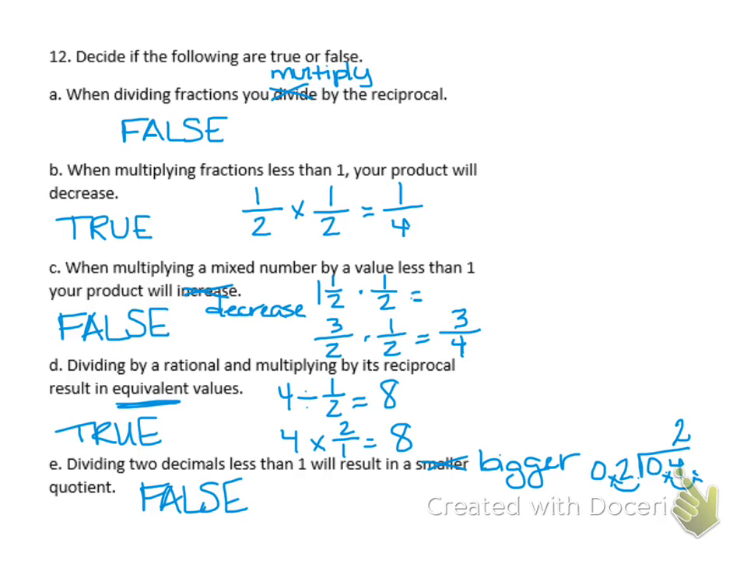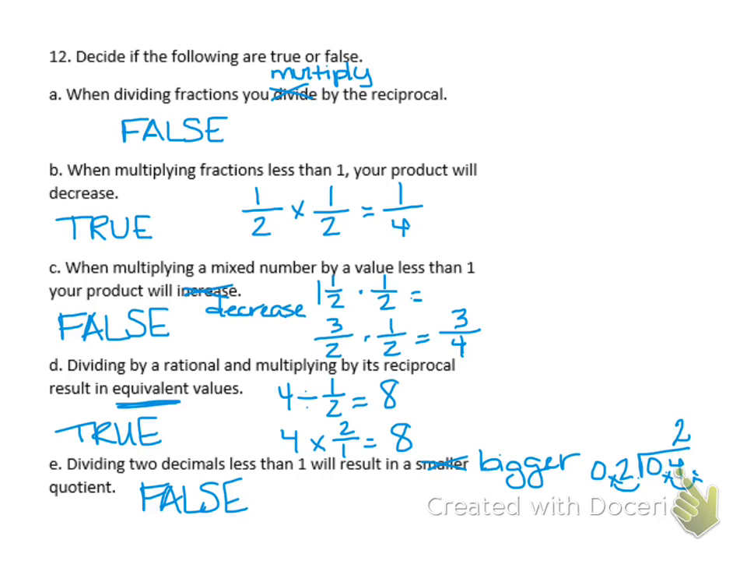C says, when multiplying a mixed number by a value less than 1, your product will increase. That is false. I tested this one out also. I did 1 1/2 times 1/2. So that changes to 3/2 times 1/2. That gives me 3/4. So my product decreased. So that statement was false.